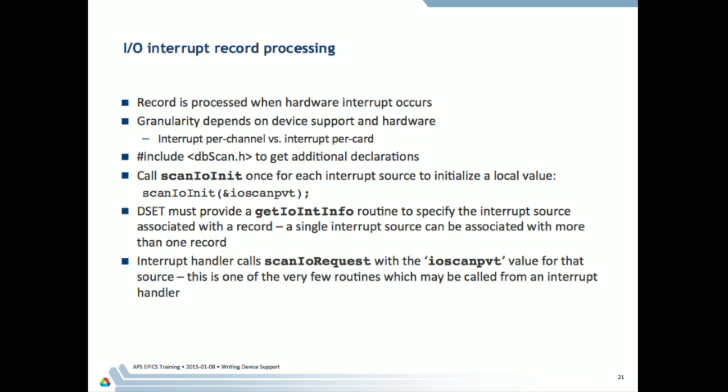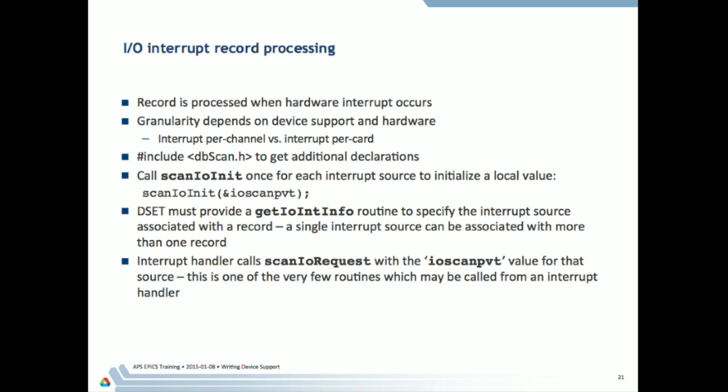And then your device support entry table provides a get_ioint_info routine, and that's called by the IOC to say, this record is in I/O Interrupt scan. What is the interrupt source associated with this particular record? And the get_ioint_info routine then returns that IOSCANPVT value that you got by calling scanIoInit. So for each record, you can say this record is associated with that particular interrupt channel.